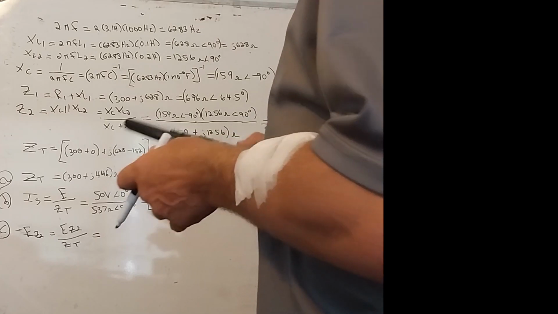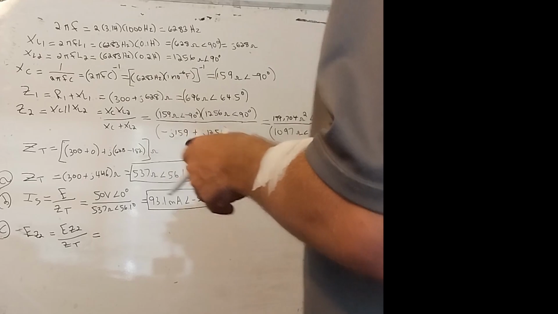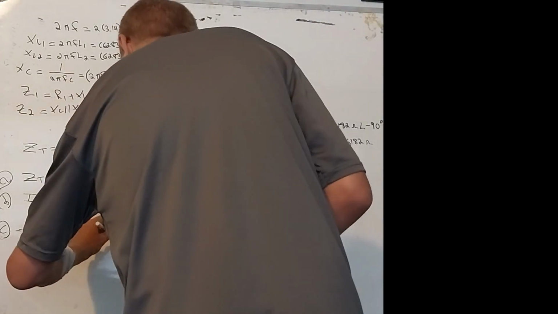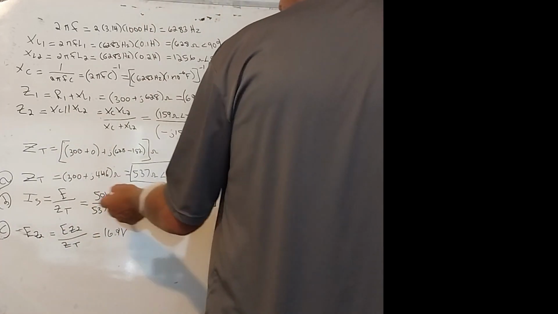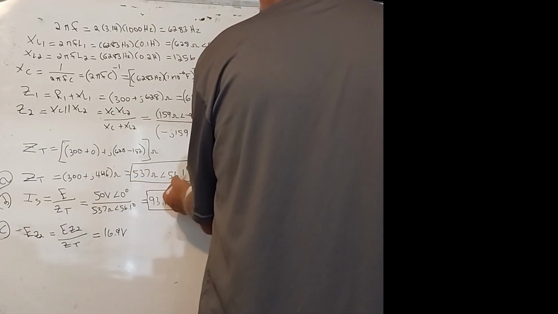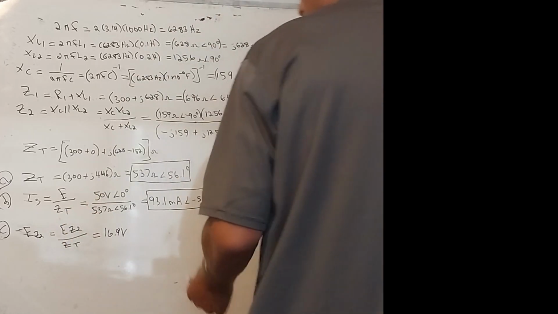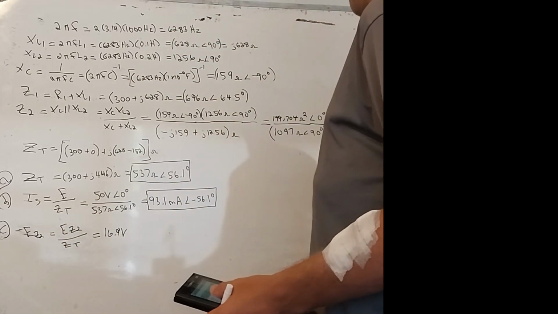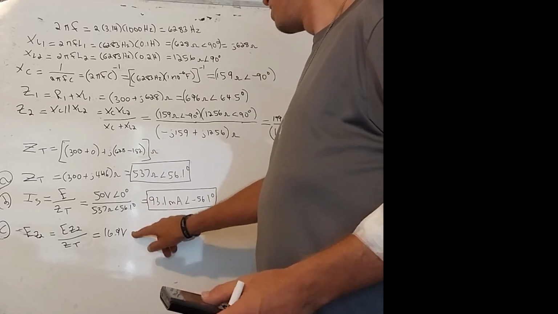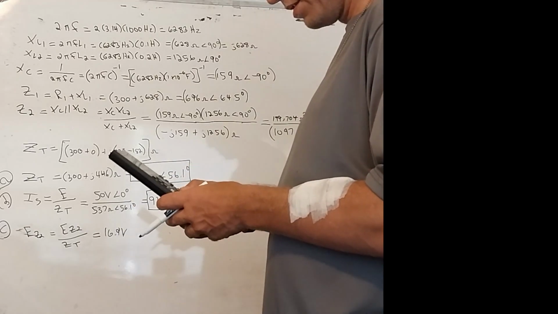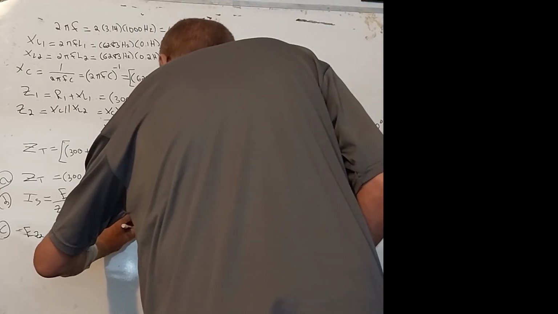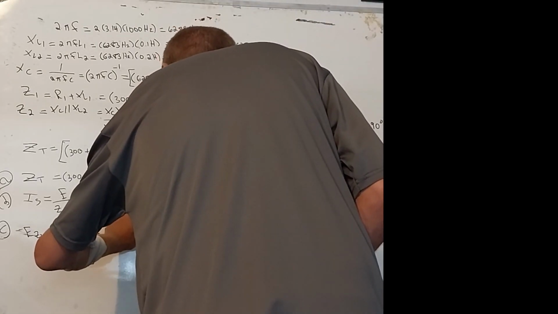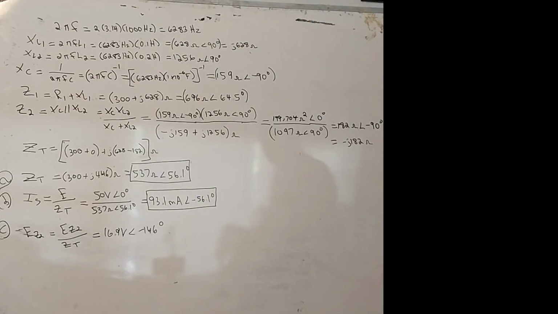The voltage across Z sub 2 will be 16.9 volts, and the angle of Z sub 2 is 56.1 degrees. So this negative 90 minus 56 becomes negative 146 degrees. Now we know what the voltage is across Z2.